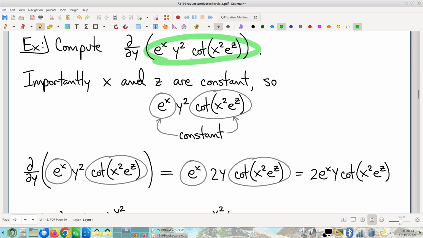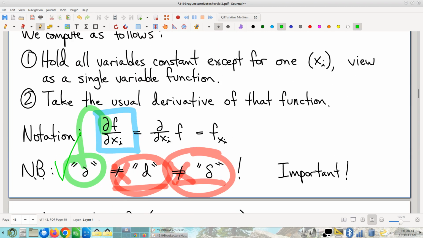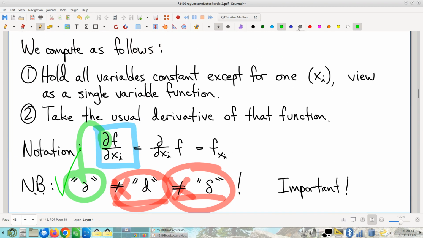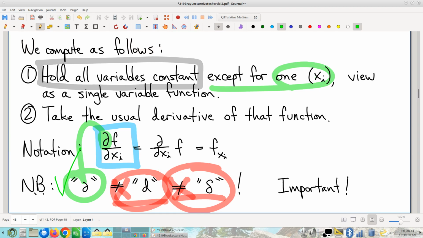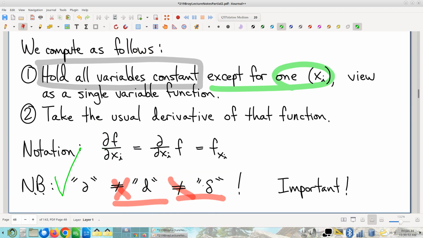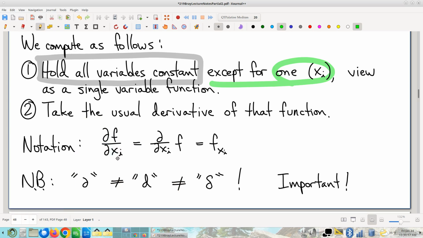It's a product of three factors. One of them has a composition, and it has something ugly inside of the composition. This looks like a nightmare of inconvenience. This is actually a super easy one, believe it or not. And it's because, in this process, keep in mind the first step is to hold all the variables constant except for one of them. Whichever one you're taking the partial derivative with respect to. That's the only one that you don't treat as a constant.